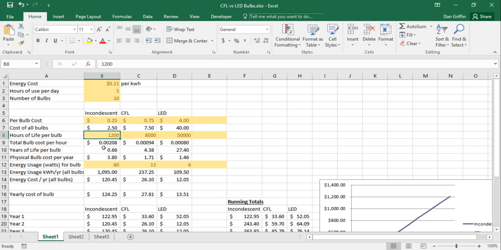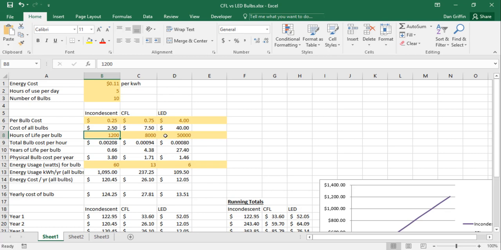The hours of life per bulb. The LEDs and CFLs will usually have ratings on the side of the box. If you get a cheaper one, the nice thing about an LED bulb is it'll typically tell you on the side of the box what that bulb is rated for. You might be able to find an LED bulb for as little as $2 or $3. It's just rated for less time. So that's nice that they do put that rating on the side of the box.